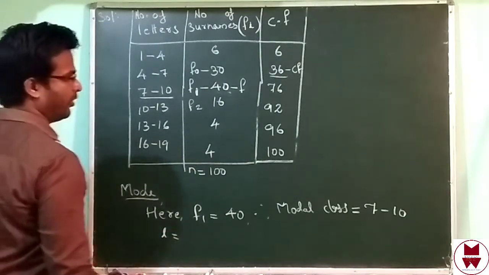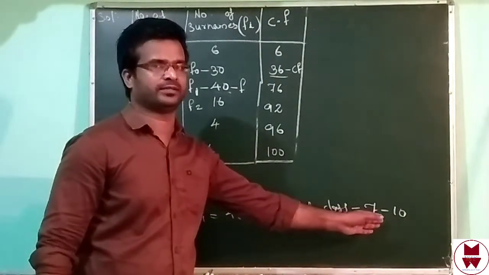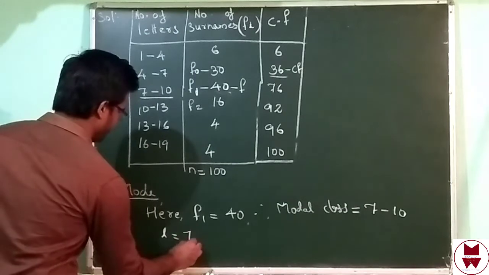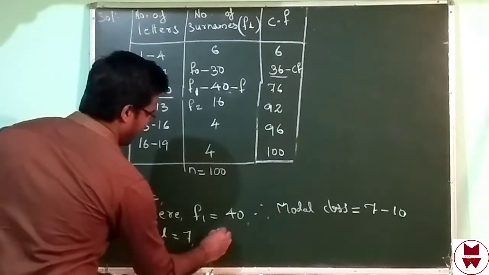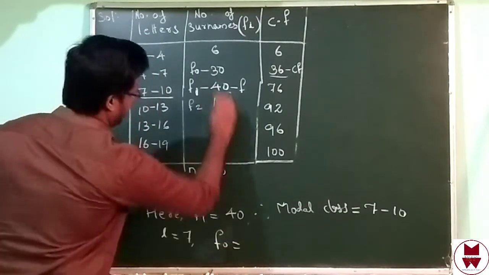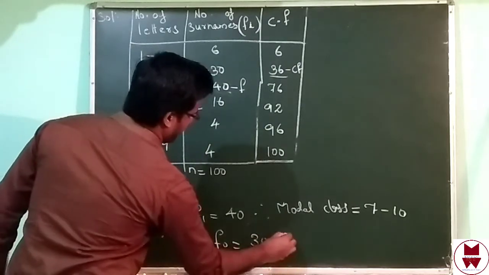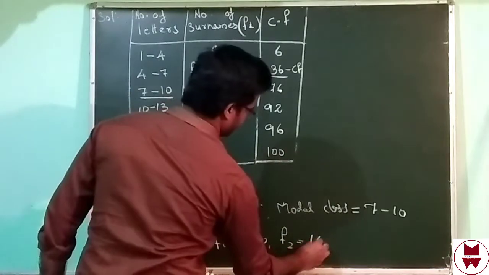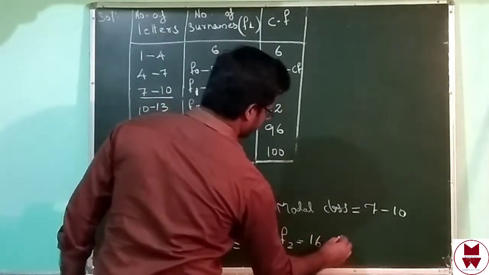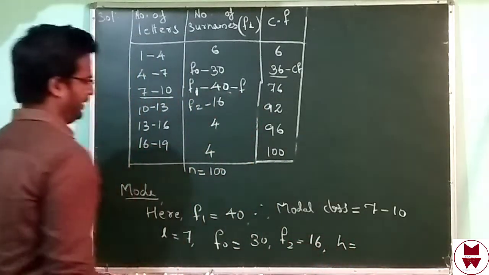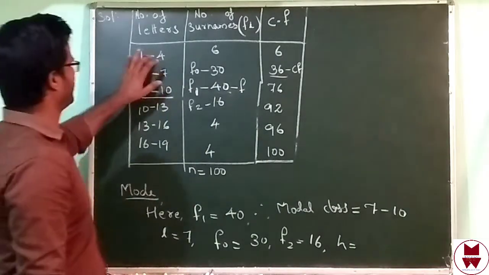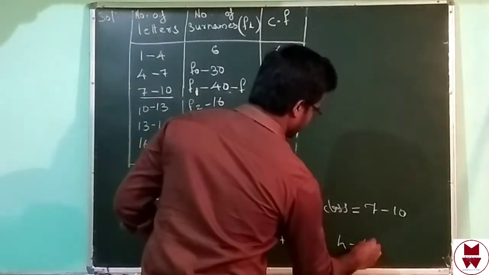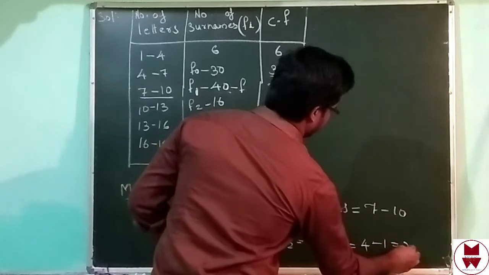L means the lower limit of the modal class, that is 7. Next F0 is 30. F2 equal to 16. H equal to, H means class width, 4 minus 1, you will get 3.